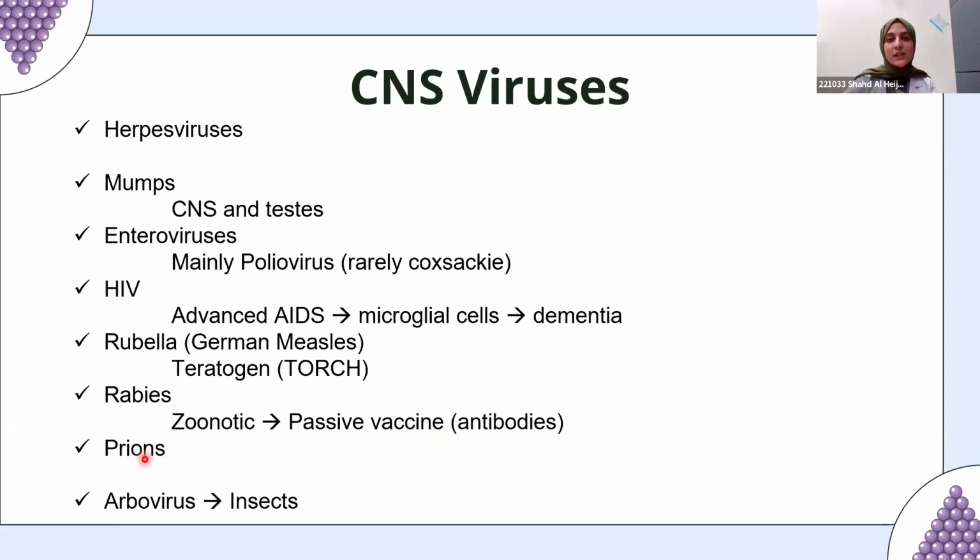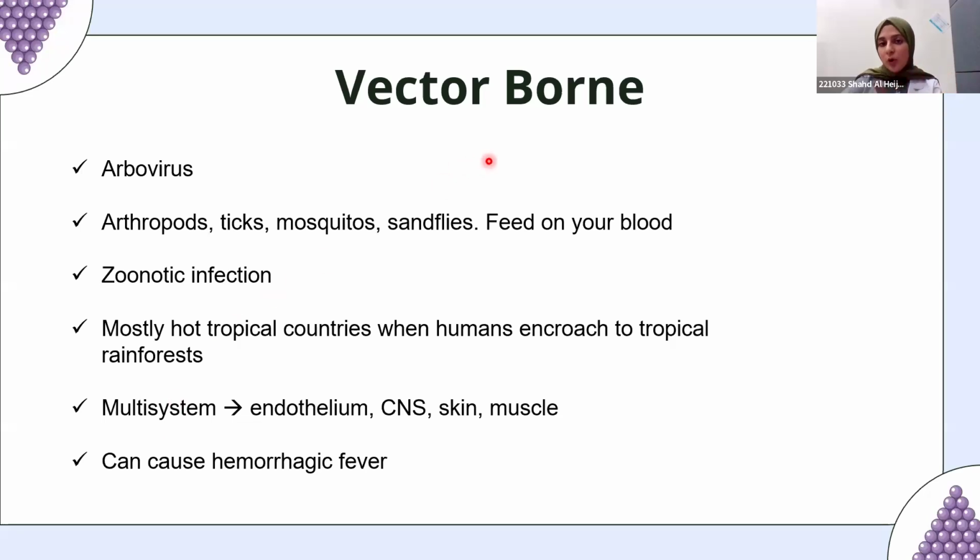You also have prions. Remember, we said prions cause slow infection. So prions will be silent. They will slowly accumulate over years and then suddenly cause infection. This infection will affect the brain, the CNS. Finally, we have arboviruses. Arboviruses, arthropods. Think arboviruses, arthropods. So think about insects. So arbovirus is vector-borne. So you have insects carrying this virus and infecting the host, the humans. So here, arboviruses can be carried by arthropods, by ticks, mosquitoes, sandflies, and they will feed on your blood and then transmit the infection.